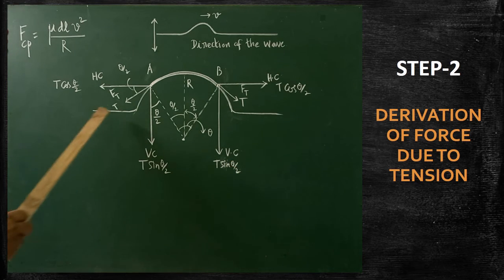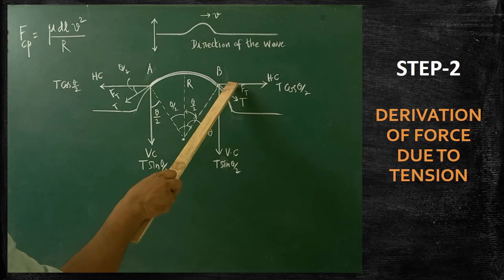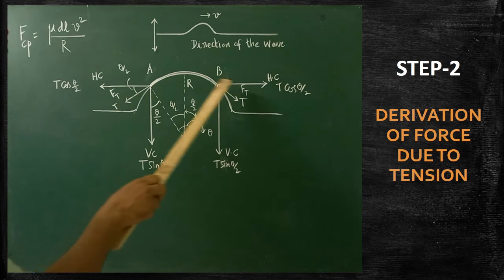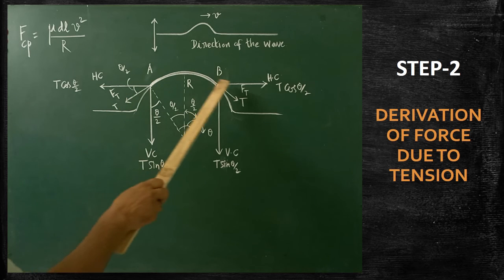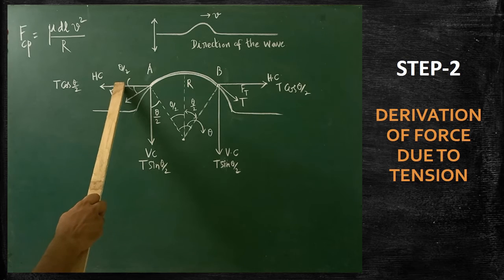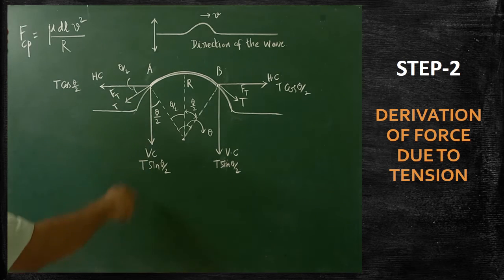Look at the diagram. Here T cos theta by 2 is acting in this direction. On the other side, T cos theta by 2 is acting in the opposite direction. Two equal vectors are acting in opposite directions. Therefore, both of them will nullify each other. So the net effect will be 0. Net force will be 0 in this direction. But it is not so in the downward direction.